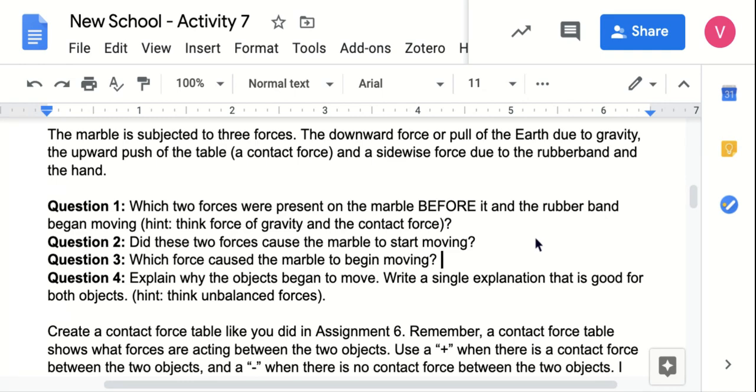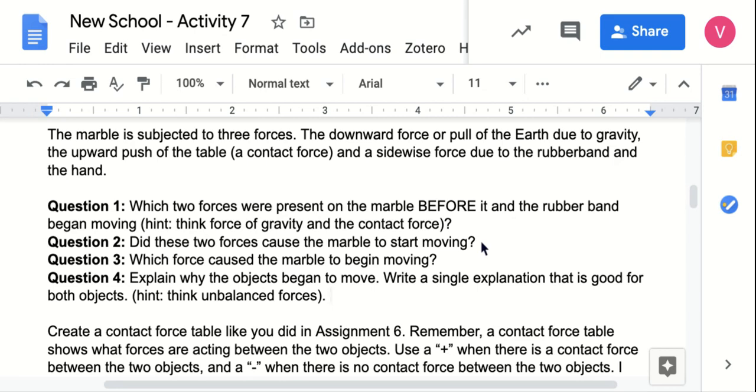So which force caused the marble to begin moving? The force of my hands and my fingers pulled it in one direction. When it began moving without me manipulating it, it was when the force of the rubber band pushed it in the other direction. And question 4, explain why the objects began to move. Write a single explanation that is good for both objects. Hint, think unbalanced forces. And for this one, I am going to type right into the assignment, and I want you to kind of stick with me on this.